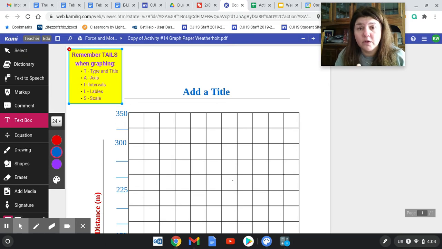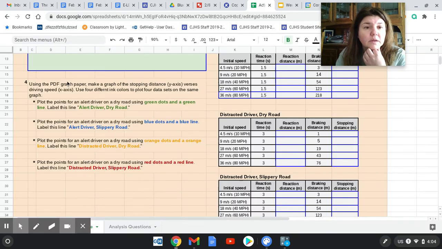Well, the type of graph that we're going to make, since we are comparing, hold on, let me go back here real quick. It says you're going to make a graph for the stopping distance versus the driving speed. So you are going to show the relationship between how the driving speed affects the stopping distance. So anytime you're showing a relationship, that is going to be a line graph. So we know we're going to make a line graph.